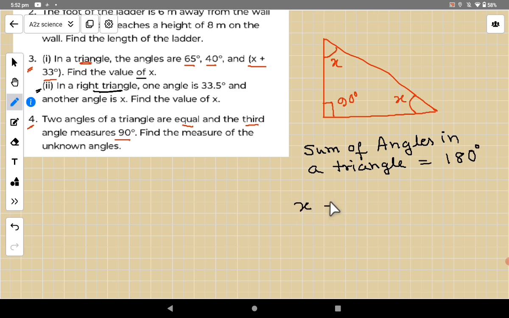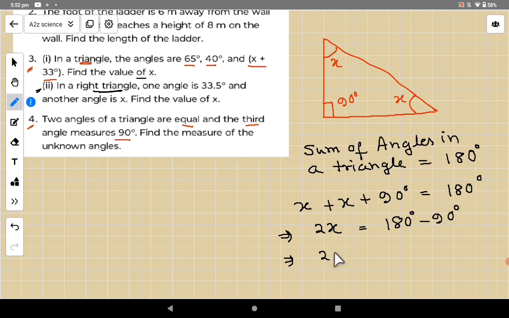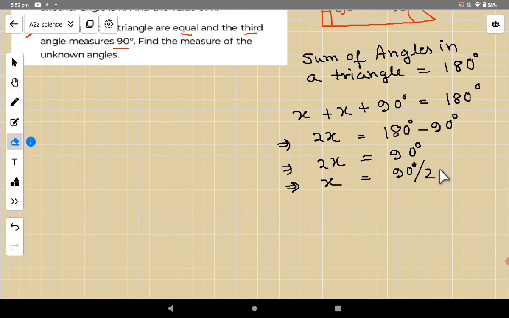Now we can write easily x plus x plus 90 degree equals 180 degree. So x plus x becomes 2x, and 180 degree minus 90 degree. So x equals to 45 degree.